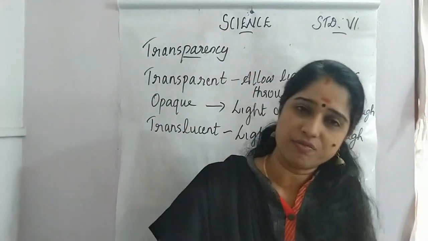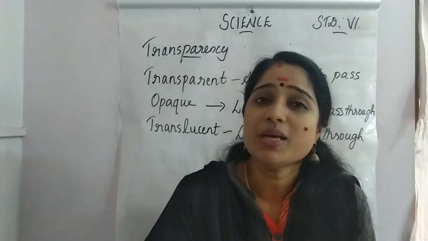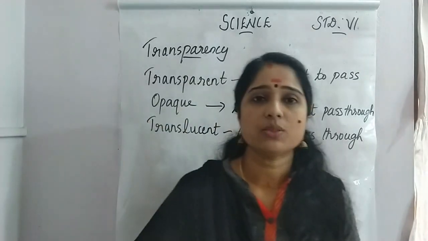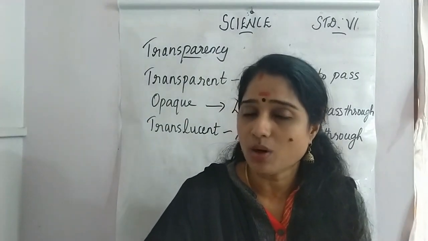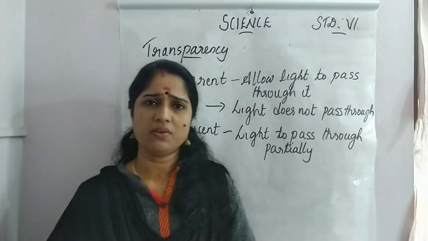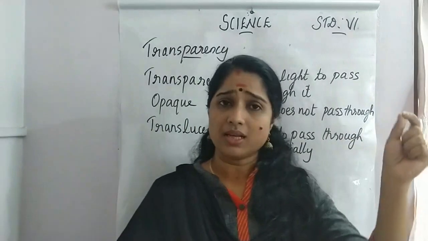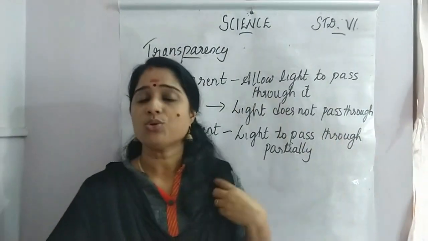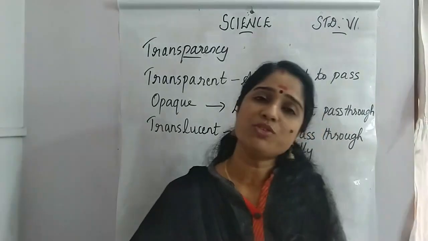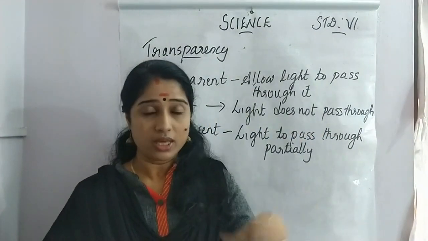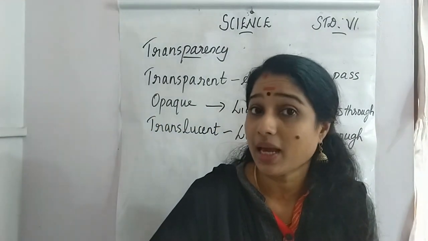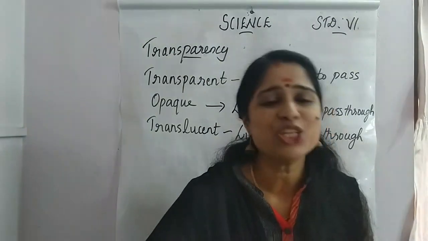Partial means what? Just half. Only a partial amount of light passes through it. We all know glass is transparent. We can make the glass opaque by drawing designs on it. Nowadays, wherever we see glasses, designer glasses are there. So by giving designs, we can make transparent objects opaque.